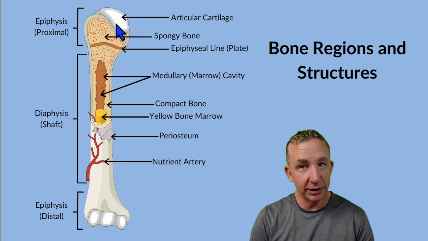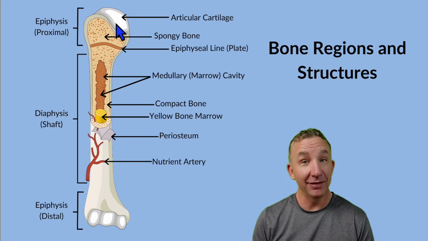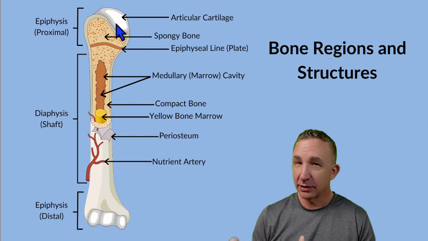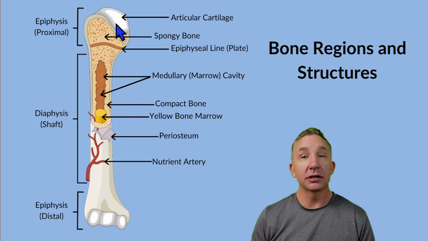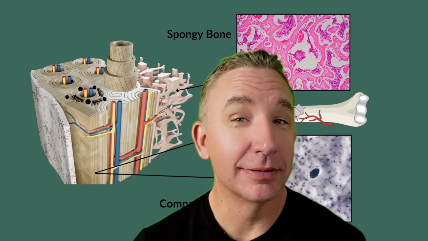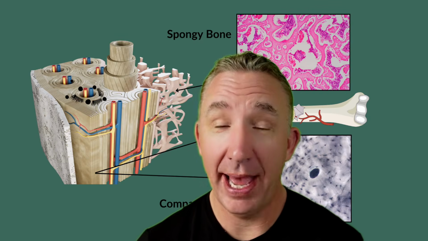So we have our regions, we have our type of tissues, compact and spongy. We have layers, periosteum, endosteum. So a lot of it's understanding our terminology as we learn these structures and regions of a long bone. There's two types of bone, or osseous tissue: spongy bone and compact bone.